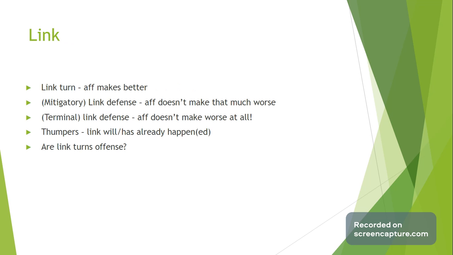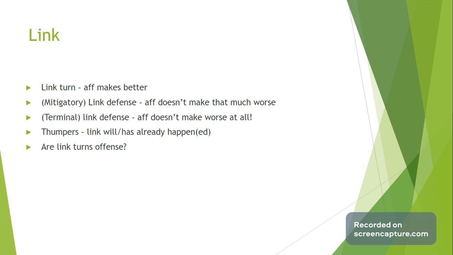So the first is going to be a link turn, which is the way that the affirmative actually helps reduce the issue. So this would be saying that we're going to be pushing Dan away from the edge of the cliff. Or it could be, bringing it back to our taxes example, saying that we're going to reduce taxes. There's really not a whole lot more to say there. That's all that you're really going to say, is that I don't actually make the issue worse, I make it better.